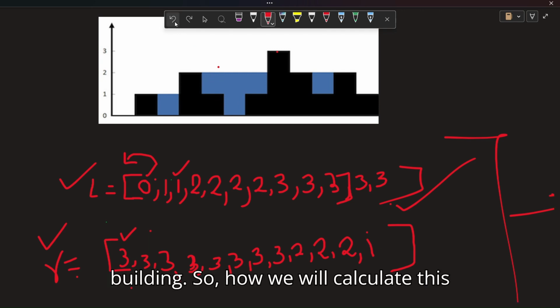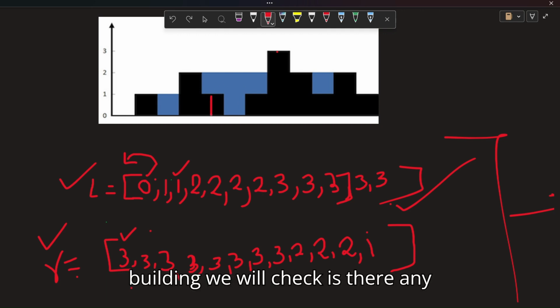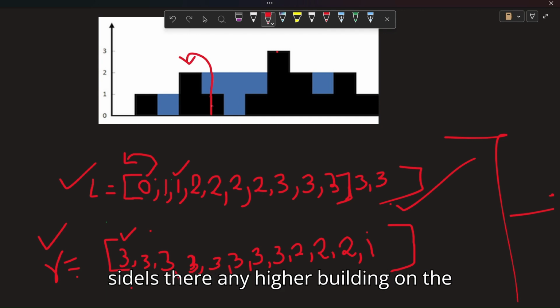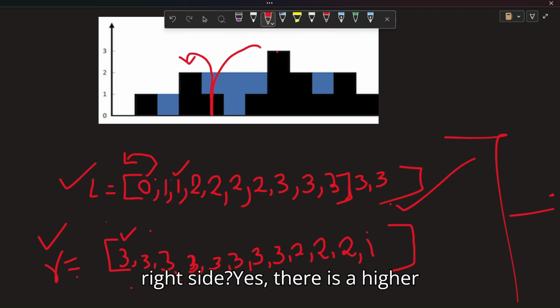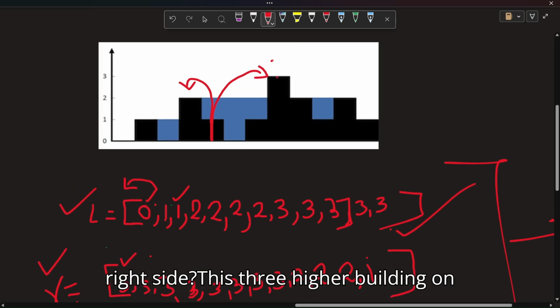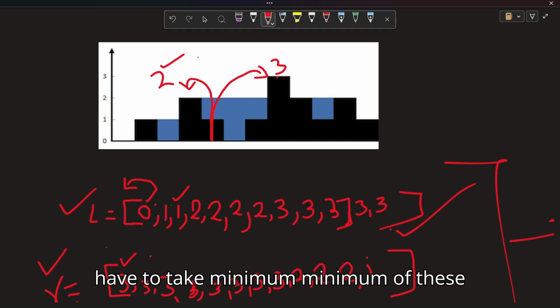So how will we calculate the amount of water trapped between these buildings? For this building we will check, is there any higher building on the left side? Yes, there is a higher building on the left side. Is there any higher building on the right side? Yes, there is a higher building on the right side. What is the height of the higher building on the right side? It is 3, and the higher building on the left side is 2 units. Now we have to take the minimum of these two.